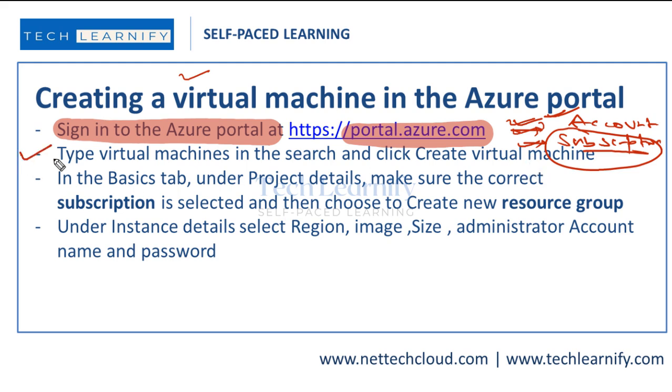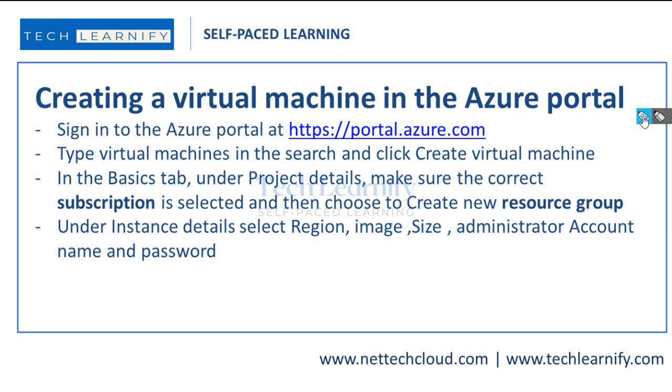And then just search there for virtual machine. In the basic tab under project details, make sure the current subscription is selected and then choose to create a new resource group. Details like region, image, size, administrator account name, password. So basically, I'm going to show you how to spin up a virtual machine in Azure Cloud.